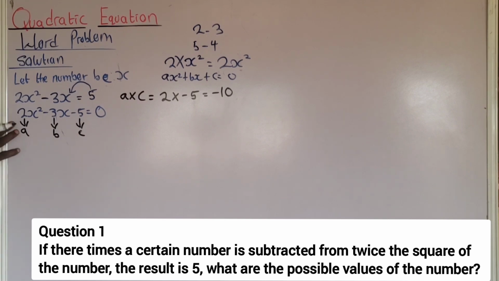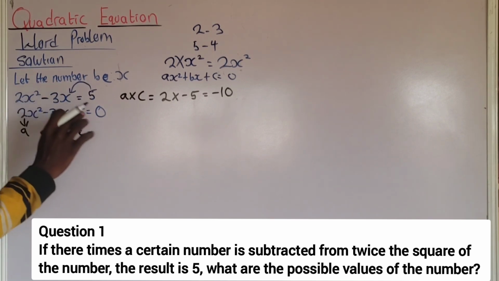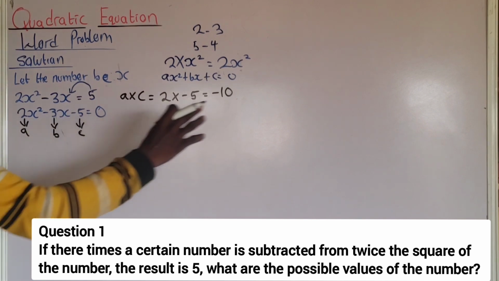Now, I want to solve this quadratic equation using the factorization method. But if you look at this quadratic equation, a is not unity. If a is unity, that means a will be 1. But in this quadratic equation, a is 2. That means a is not unity. Because a is not unity, I'm going to take some steps. To solve this using the factorization method, first take the product of a, which is 2, and the constant term, which is negative 5. So I have negative 10.